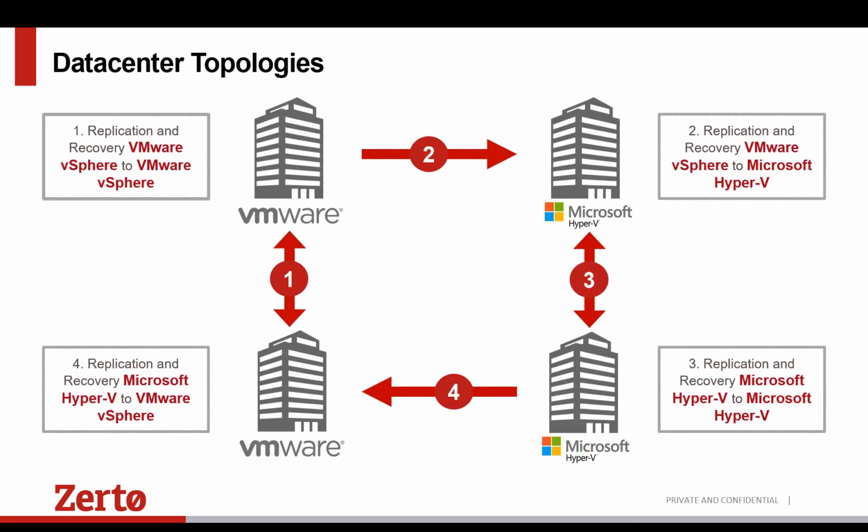And then finally, we'll support replication from Microsoft Hyper-V back into a VMware vSphere environment with automatic VM conversion on the fly. You don't have to wait for any post-processing because Zerto just does block-level replication in the hypervisor. Whatever the target native disk format is, Zerto is going to use.